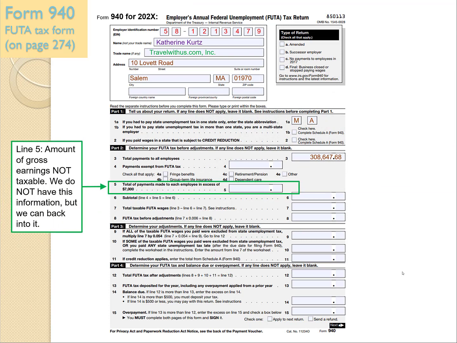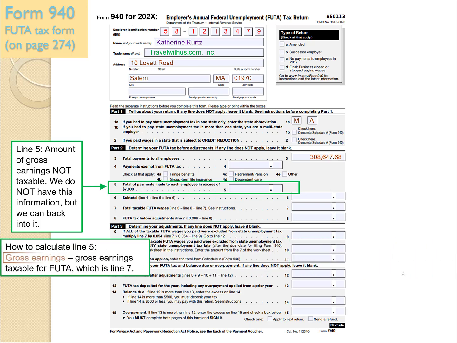So line 5, the amount of gross earnings not taxable. Like we said, we do not have this information, but we can back into it. So if we knew how much was taxable, and we already know in line 3 how much we paid them, to figure out the part that's not taxable is you just subtract from the total wages the amount that is taxable.